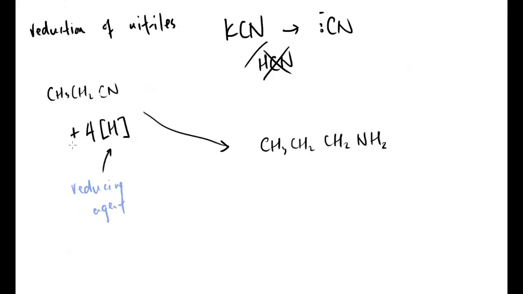So what can we use as the reducing agent? Well, you've got two options. Number one, LiAlH4, lithium tetrahydroaluminate. You might say that looks a bit like NaBH4, sodium tetrahydroborate. Yeah, it's quite similar, but this is not strong enough to reduce the nitrile, so we have to use something stronger. This is the lithium tetrahydroaluminate.